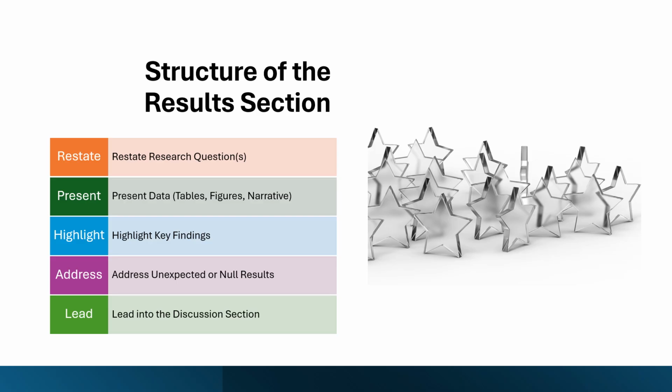You want to address unexpected or null results. So if something surprising occurred or your hypothesis was not supported, don't ignore it. Acknowledging these results strengthens the credibility of your research. Finally, your results should naturally lead into the discussion section, where you will interpret the meaning of the findings. So let's now go over how to report quantitative results.